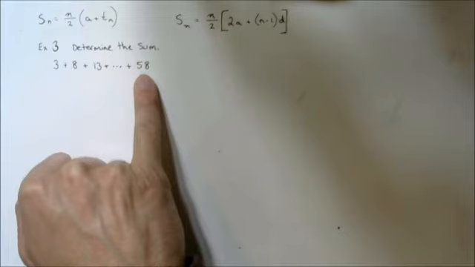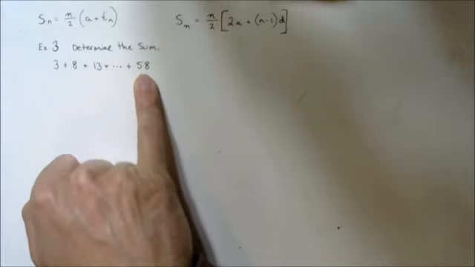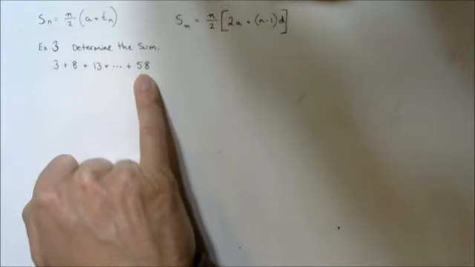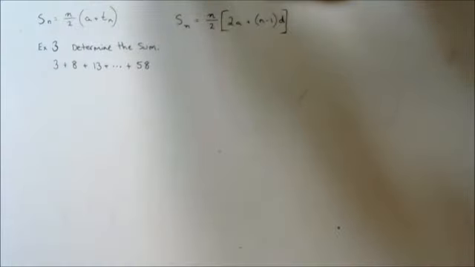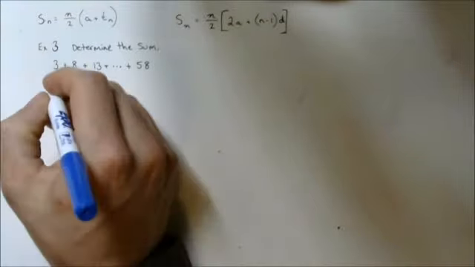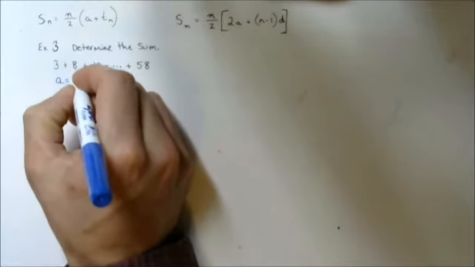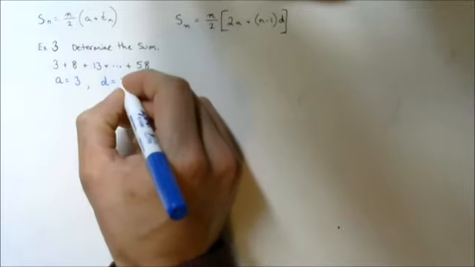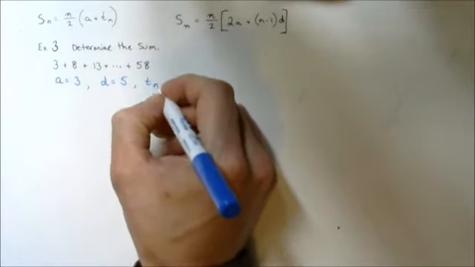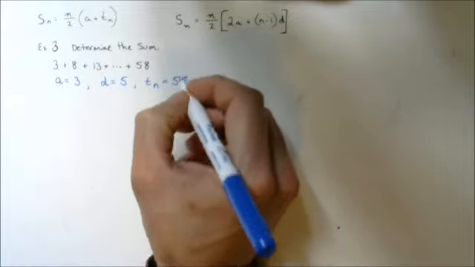All right. In example 3, we are asked to find the sum of an arithmetic series given the first 3 terms and the last term. The difference here is we do not know what n is, okay? We don't need to know that. We have lots of other information. So what do we have? We've got a, which equals 3. That's your first term. We have a common difference, which is positive 5. And we have the value of the last term.